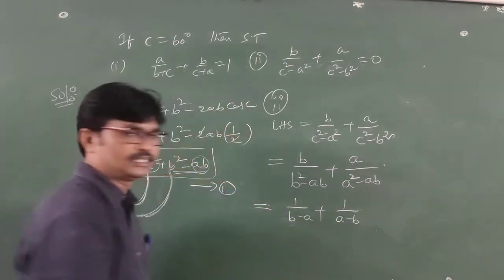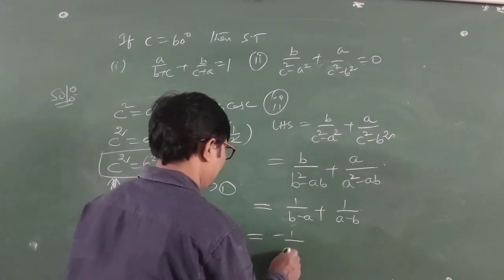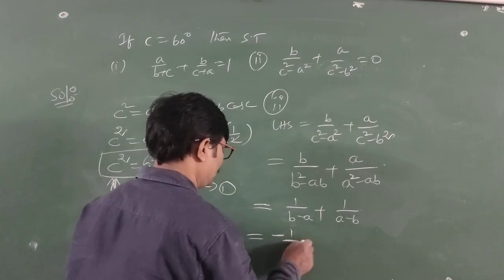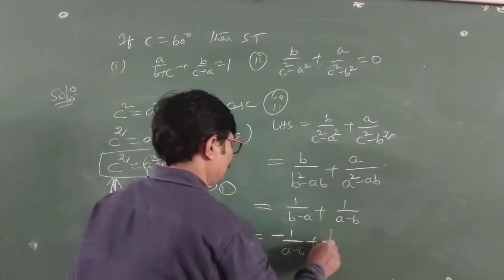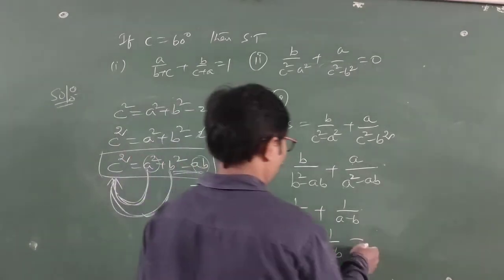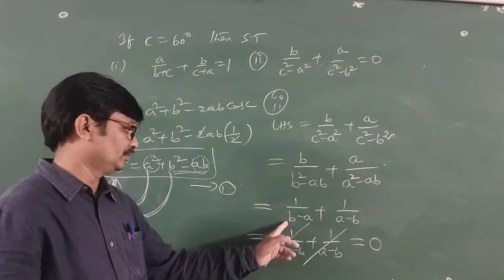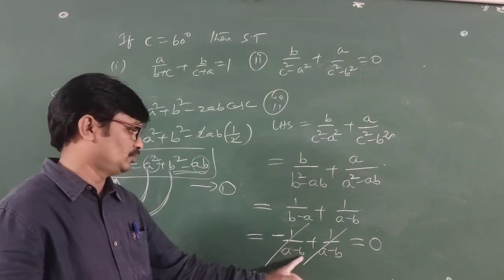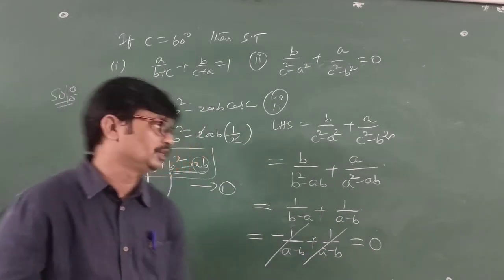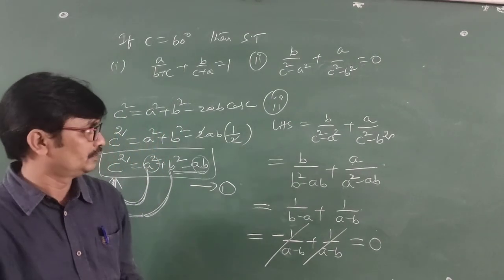Now students, how to write this? Minus is common: −1/(a−b) + 1/(a−b). These two cancel. We got 0. Is it clear? Minus is common, that is −1/(a−b) + 1/(a−b), these two are cancelled. We got 0. Okay students, that is the right hand side. Write it down, students.